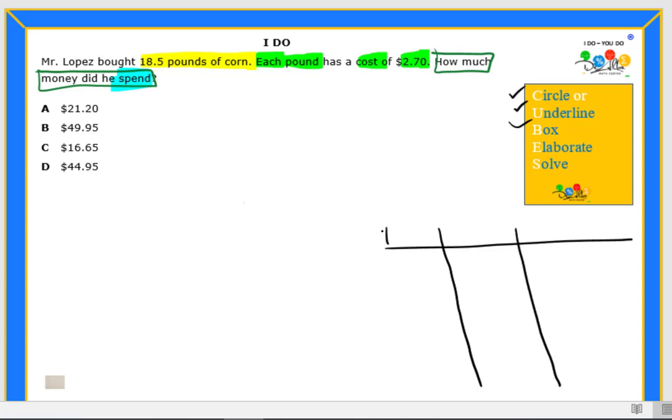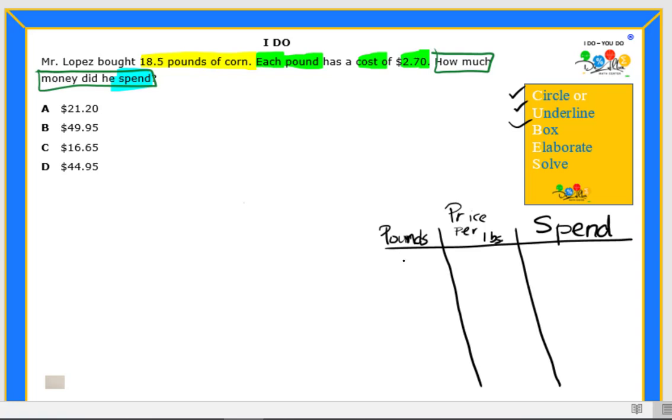Okay, so this is going to be the pounds of corn. And then this is going to be the price per pound. And then this is going to be how much we will spend. I want to think about this because maybe we can find a pattern and we can understand what we are going to have to do.